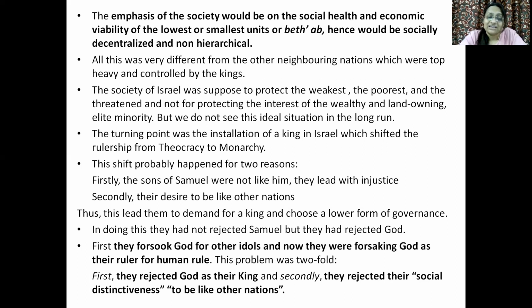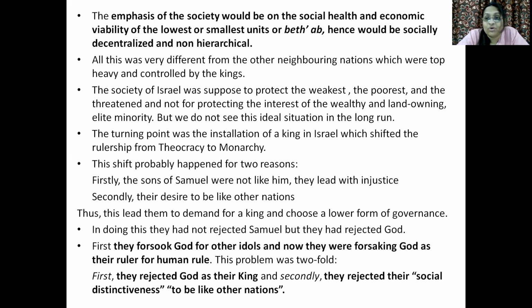Okay, so thus we see that this led them to demand a king, or to choose a lower form of governance. Theocracy is the highest form of governance, but monarchy is a lower form. So from the highest form of governance, they are coming to a lower form by choosing monarchy. In doing this, they did not reject Samuel, but they were rejecting God's rulership, God Himself.